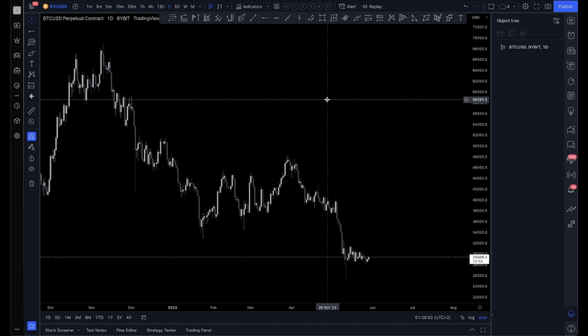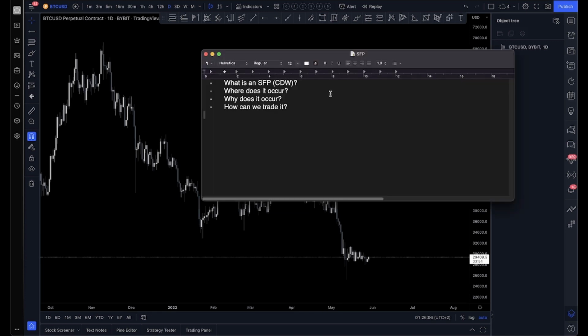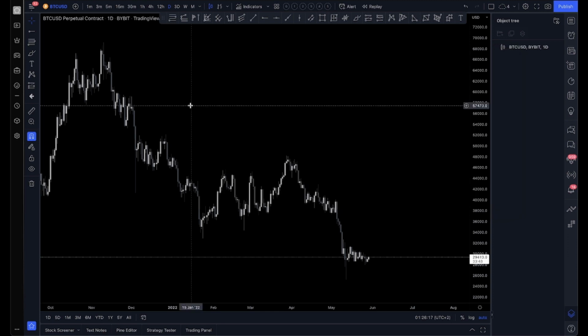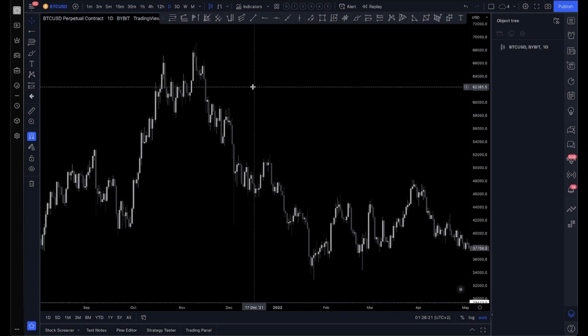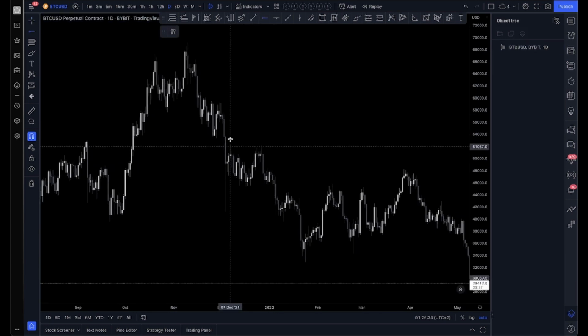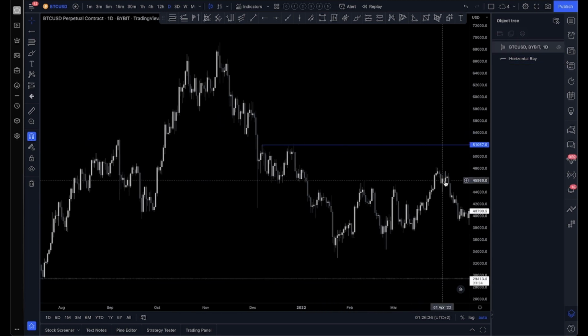Starting with swing failure patterns. So today we will talk about what is an SFP, or as Jay likes to call them, chickens drinking water, where does it occur, why does it occur, and then how can we trade it. Swing failure patterns is just essentially price wicking above a certain high or a certain low.